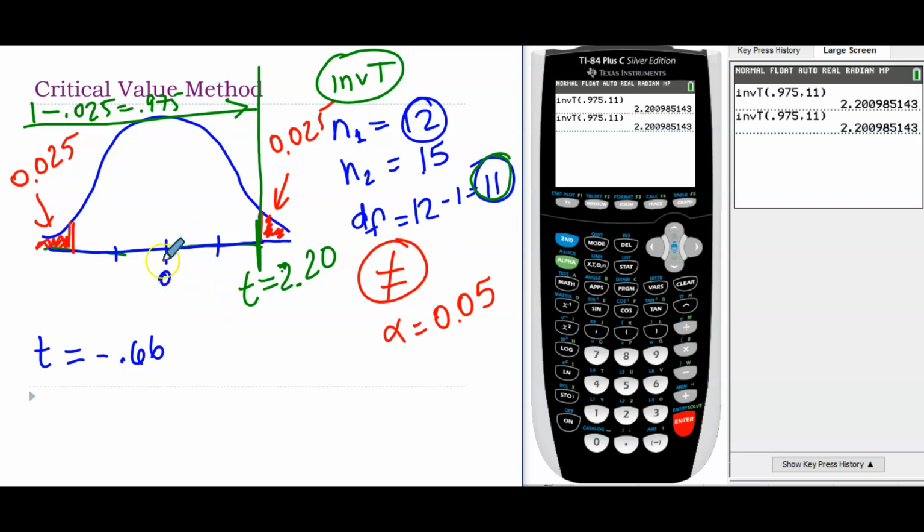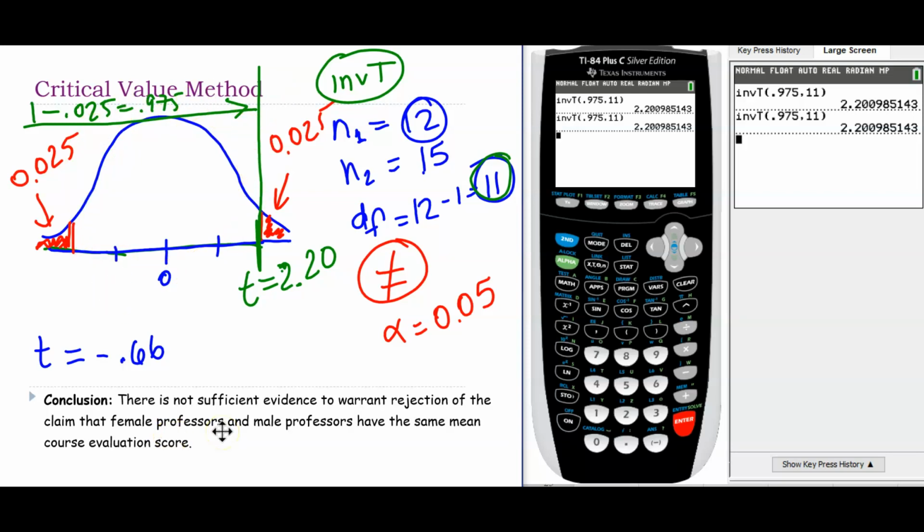And the mean is 0. Notice where the t value is located. It's located in the non-critical region. Therefore, we reach the same conclusion that we made when we used the p-value method: we failed to reject the null hypothesis, and there is not sufficient evidence to warrant rejection of the claim that female professors and male professors have the same mean course evaluation score.